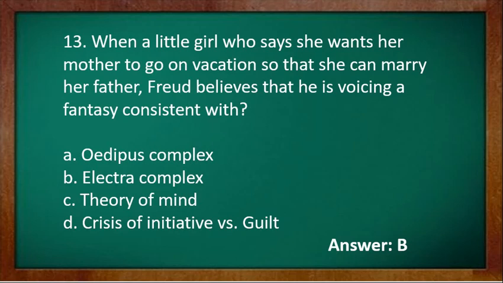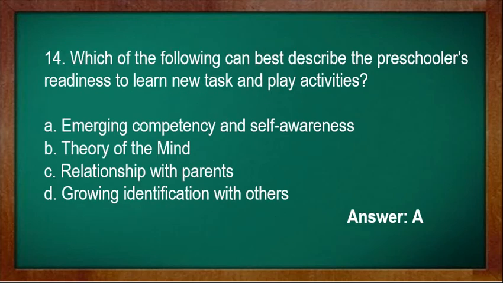Theory of mind. D. Crisis of initiative versus guilt. Answer, B. Number 14. Which of the following can best describe the preschooler's readiness to learn new task and play activities? A. Emerging competency and self-awareness. B. Theory of the mind. C. Relationship with parents. D. Growing identification with others. Answer, A.